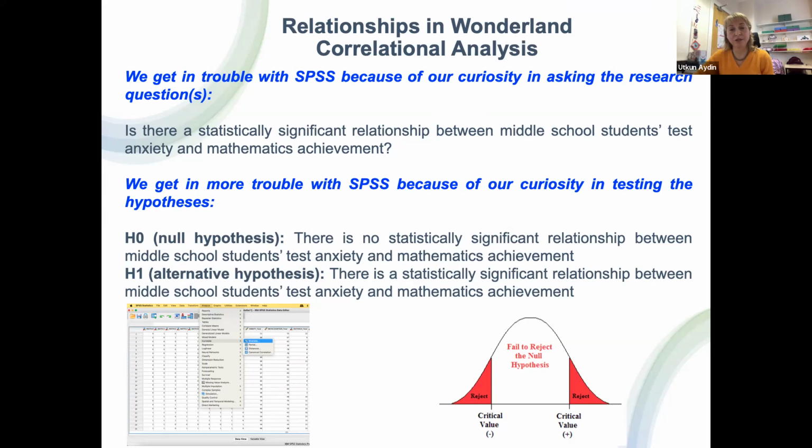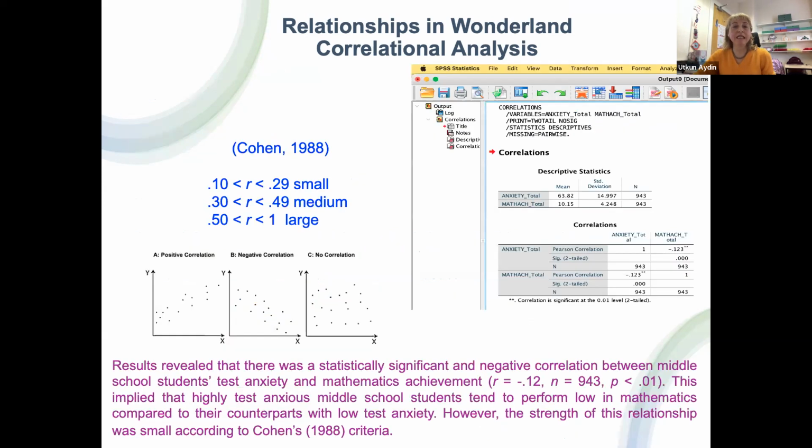So our job here is to conclude whether or not we fail to reject the null hypothesis. So you can perform, under Analyze and the Correlation option in SPSS, and here is the output that SPSS provides us with the Pearson correlation coefficient.